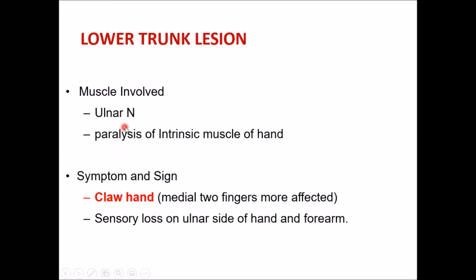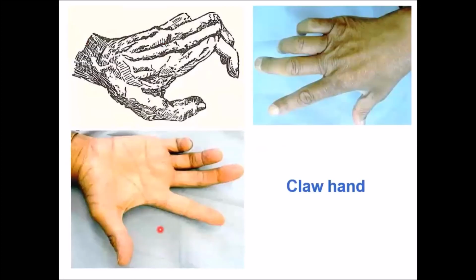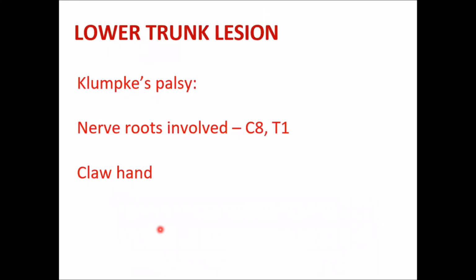Ulnar nerve is the nerve which can be involved in lower trunk, and by the injury of this trunk, there will be paralysis of the intrinsic muscles of the hand, and the patient will present with claw hand, and there will be sensory loss on the ulnar side of the hand and forearm. These are the pictures of claw hand. So in lower trunk, you have to remember that lower trunk injury is called Klumpke's paralysis. Roots involved are C8, T1, and it causes claw hand.